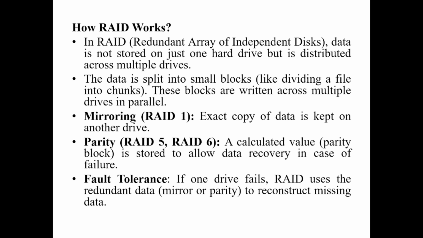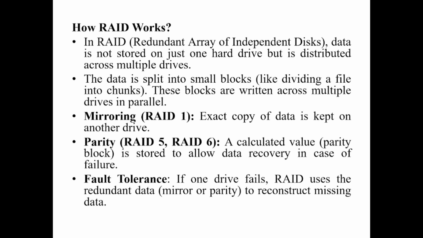These are the important terms we use in RAID, like mirroring. Mirroring means an exact copy of data is kept on another device. We use the mirroring concept in RAID 1, and parity bits are used in RAID 5 and 6. A parity block is a calculated value that is stored to allow data recovery. If you fail to recover data, it is not a good thing, so it is easy to recover if we use RAID 6 and 5.